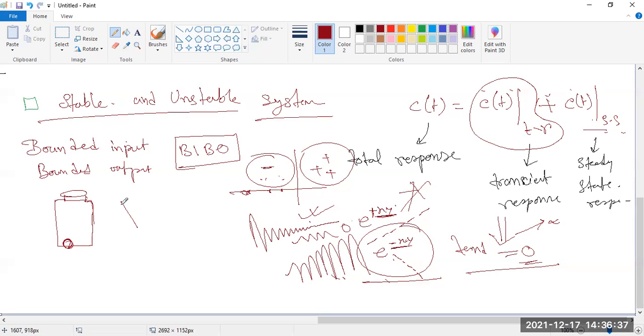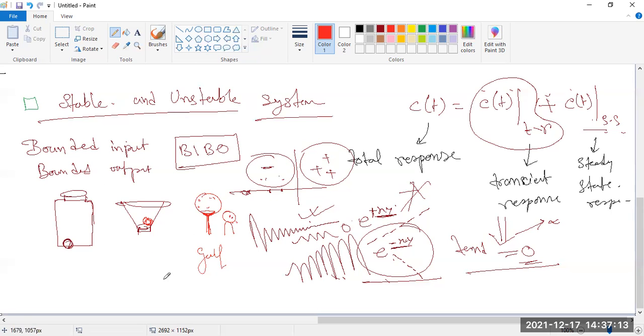If this type of cup or glass is there, you put some ball in here, something just like a golf ball. This type of ball is put over here.